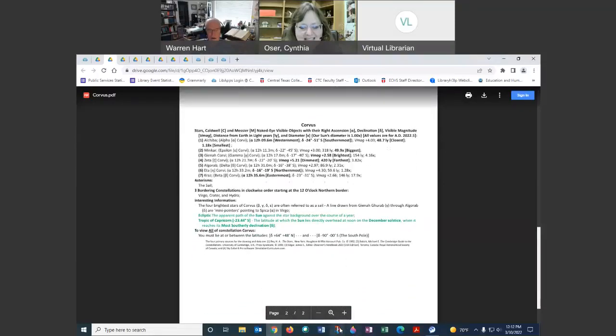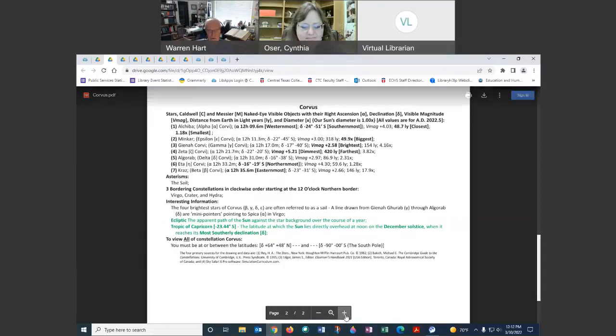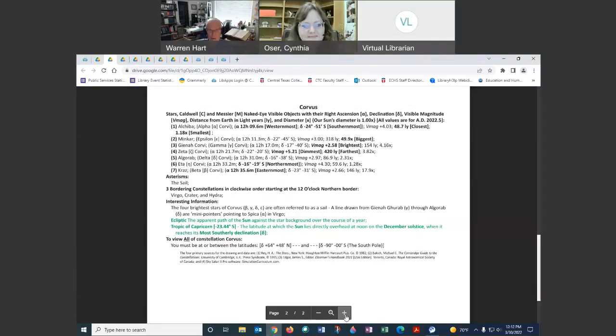On every constellation, there will be either two or maybe three pages, and this gives you the detailed information of what is noted on the page itself. You see that there are 7 stars mentioned. There's an asterism: Corvus the Crow is sometimes called the sail. And there are 3 bordering constellations, listed there: Virgo, Crater, and Hydra.